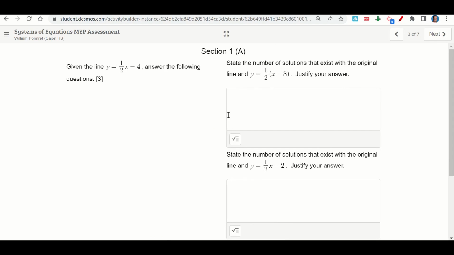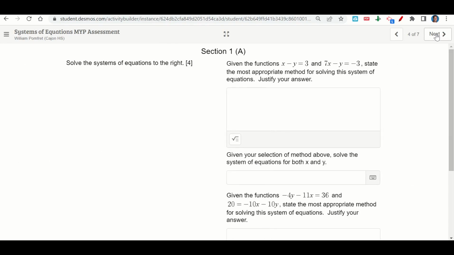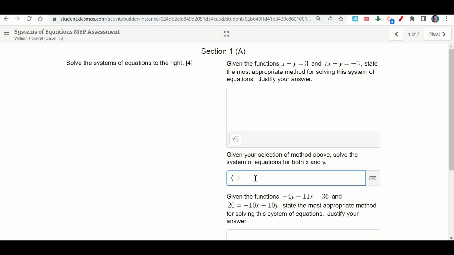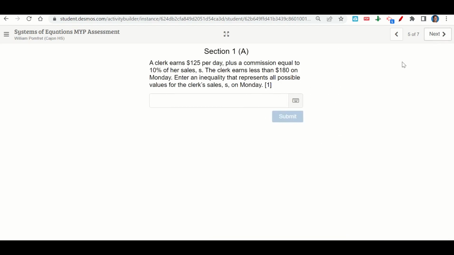And it gives us our first few questions. The first one says, given the line y equals 1/2 x minus 4, answer the following questions. It says state the number of solutions that exist. So you're going to state how many solutions exist with this equation and this one. And then you'll do that for each of the questions. And make sure that you justify your answer. So state how you know that to be true. And we'll click Next. It says solve the system of equations to the right. So it gives you a system here. The first thing you're going to do is state what the most appropriate method is. So you'll put that here and then state why that's the most appropriate method. Then here you're going to answer for both x and y, and you'll put it in coordinate form. So you'll have, for instance, x is 2 and y is 4, something like that. So it should look like that. Then you'll do it again for this system, and then you'll click Next.